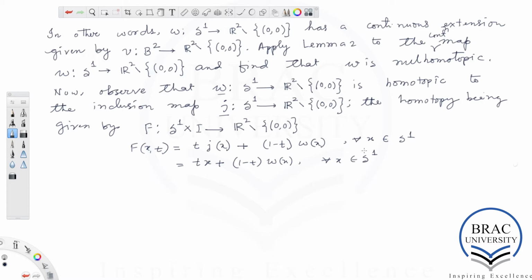So one can easily check that it's a homotopy between these two maps. Okay, so let me draw a picture for you. Suppose we have this unit circle. Okay, this is the unit circle. We choose points, right? 3 points here.